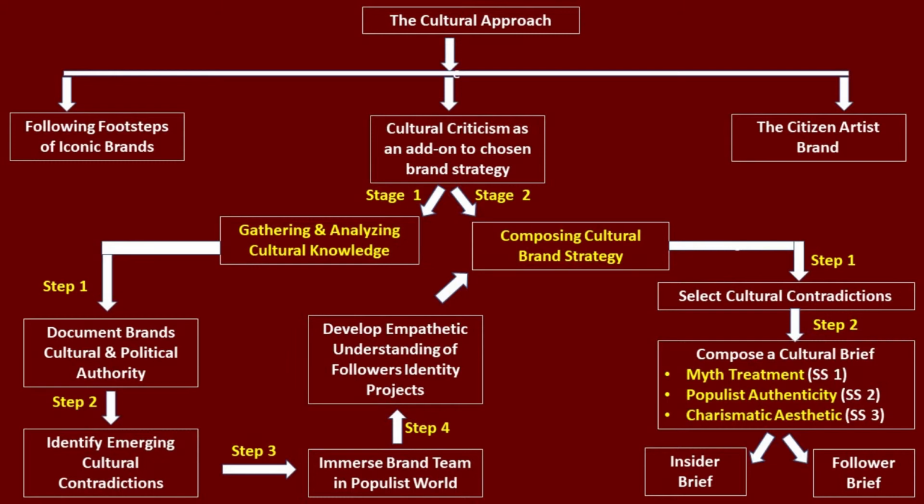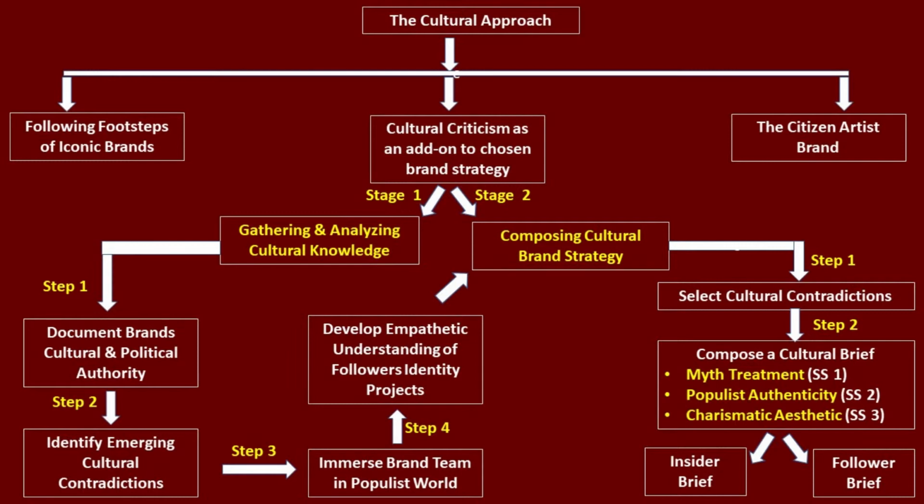After gathering and analyzing cultural knowledge, stage 2 is about composing the cultural brand strategy. Here, the objective is to comment on and provide the relevant cultural text addressing the socio-cultural tensions of the time. Here, step 1 is about identifying the most relevant cultural contradiction to target.